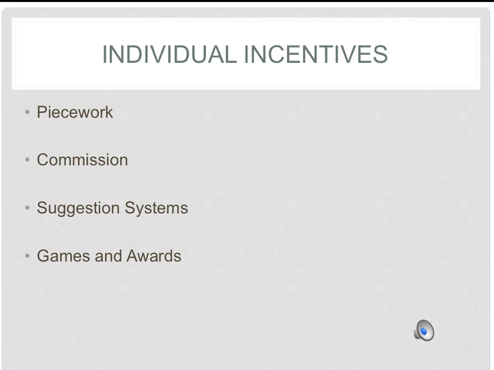We can also have incentives in terms of suggestion systems, all sorts of games and awards, like attendance awards and things like that. And with suggestion systems, games, and awards, sometimes people just want notification or notoriety and acknowledgement of their contribution, and sometimes that's an incentive in and of itself. Other people do it because there may be a cash award attached. So if you make a good suggestion, you could win $1,000.